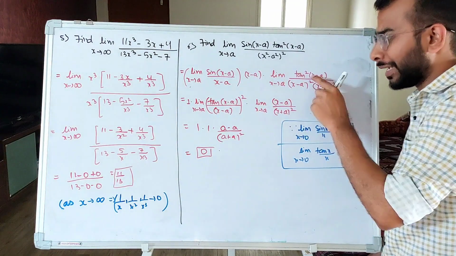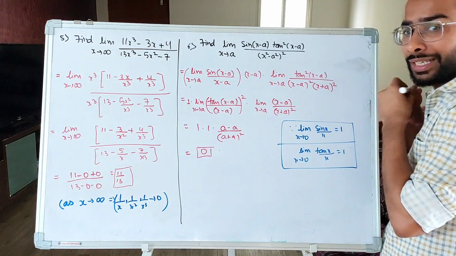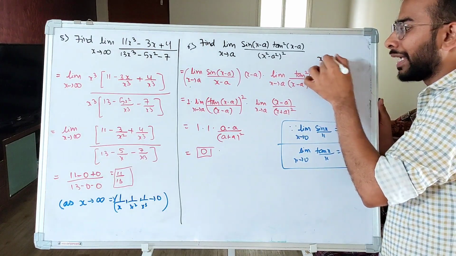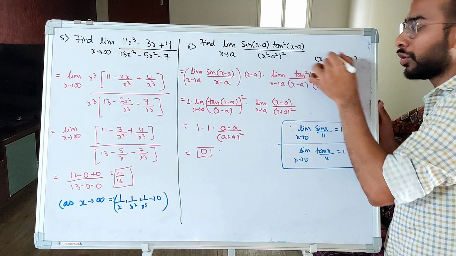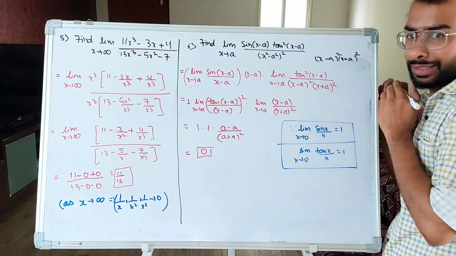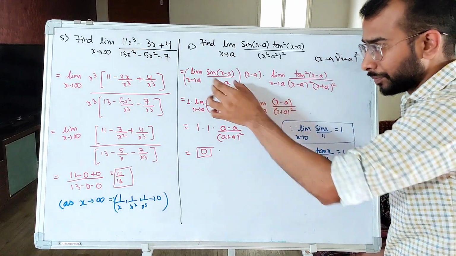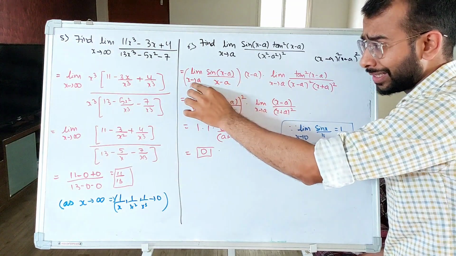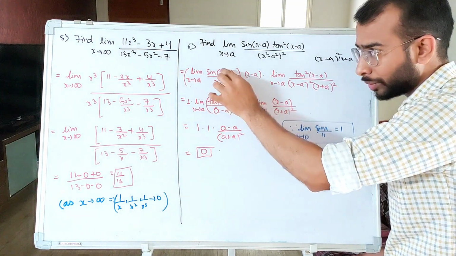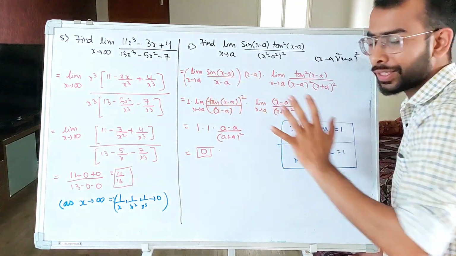Now next, tan square(x minus a). Now what is x square minus a square? It is (x minus a) into (x plus a). Now it's whole square, so that's the reason for this step. Next step: as x is tending towards a, this would be 0, this is 0.